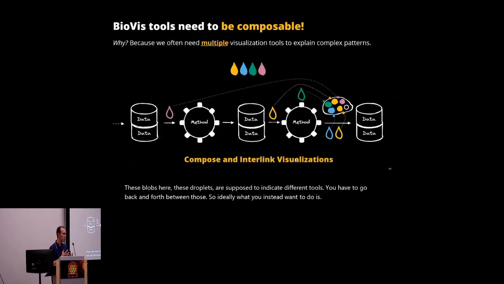So ideally, what you instead want to do is bring them all together, just compose them in one single interlinked view. That makes it a lot easier to just correlate patterns. And you also don't have to reinvent the wheel for every new system that you build, because you might be able to just use what somebody else has built before, if it is composable.